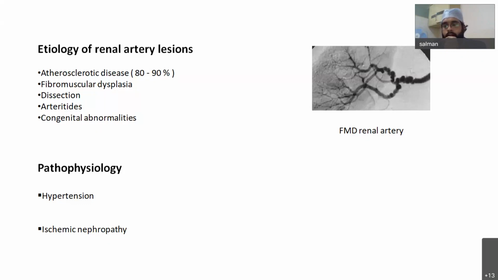Unilateral RAS, due to the associated hypertension, can affect the opposite kidney because hypertension itself causes changes in the blood vessels. Another thing we need to remember is that the causes of chronic kidney disease are often multifactorial, and there are overlapping causes of renal artery stenosis and chronic kidney disease.